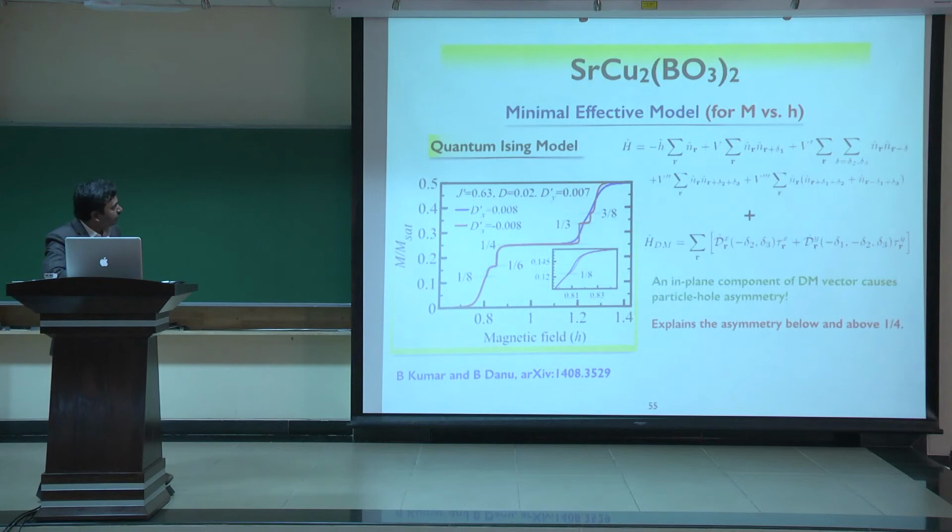And the important point here is this. The transverse fluctuations, the DM interaction, do smoothen out the plateaus, but depending on the strength, it can kill or not kill, so there is 1 by 8 still. But the important point is that there is an asymmetry below and above 1 by 4, which is also an experimental fact. So as I said, according to the minimal Shastry-Sutherland effective problem, if there is a 1 by 8 plateau, there must be a 3 by 8 plateau, at least at the minimal level.